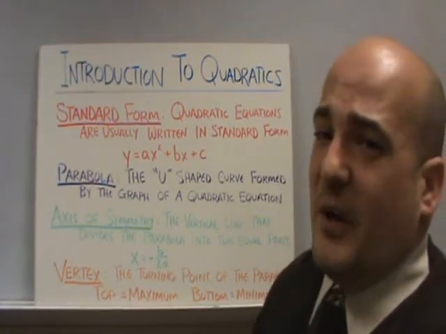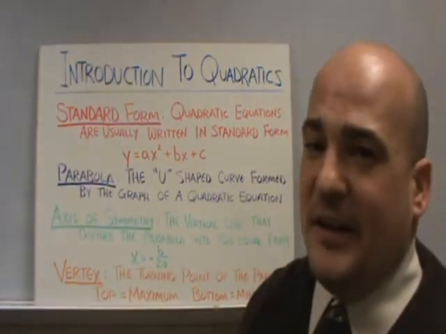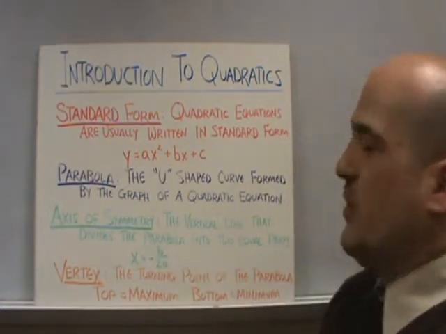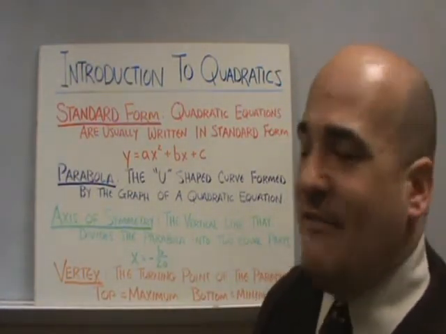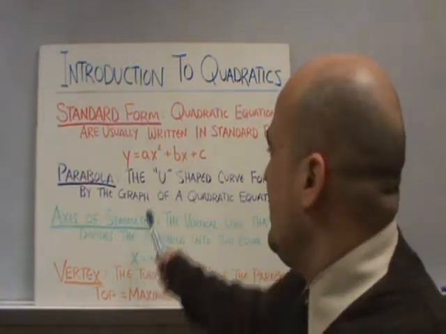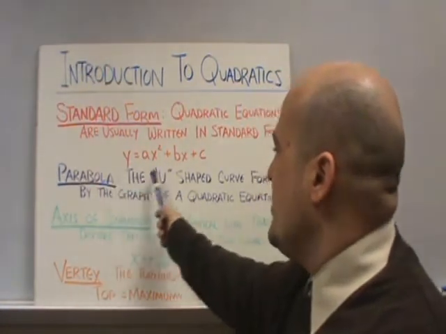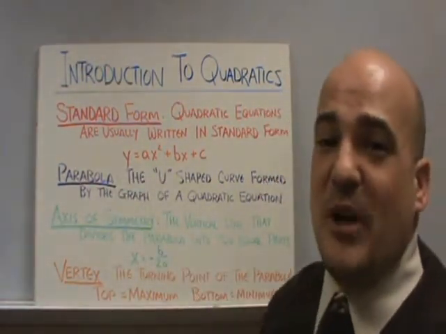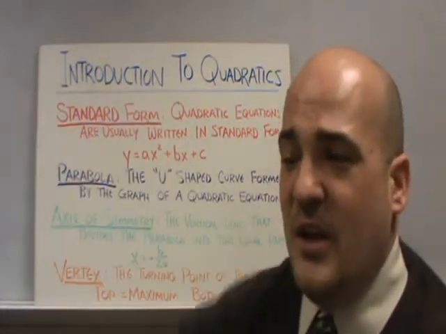The next term that I want to talk about is parabola. The parabola is the U-shaped curve formed by the graph of a quadratic equation. Usually these quadratic equations form a U, or in some cases they form an upside down U, like our free throw with the arc.